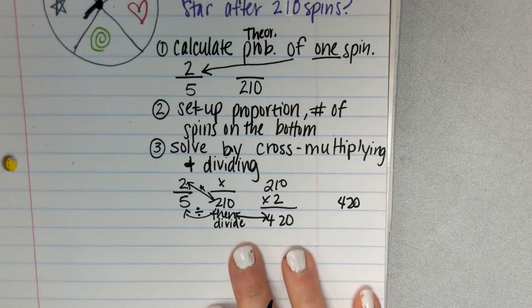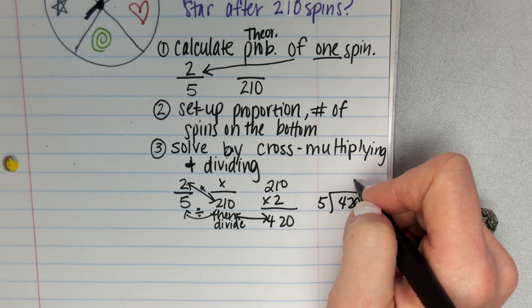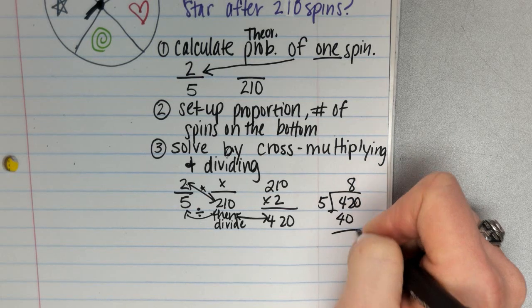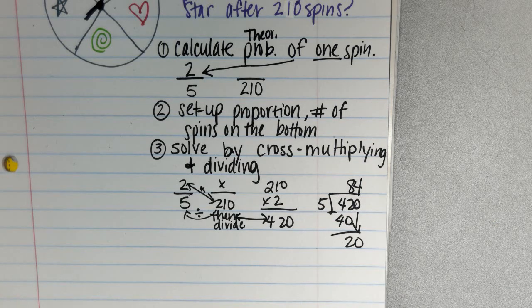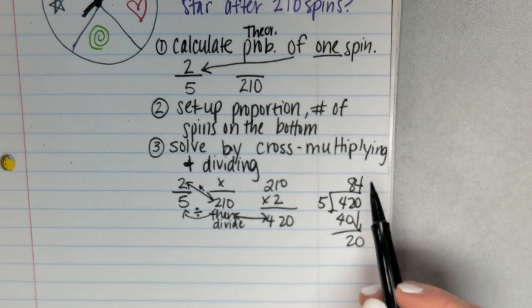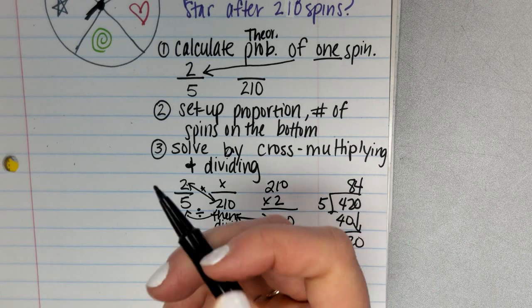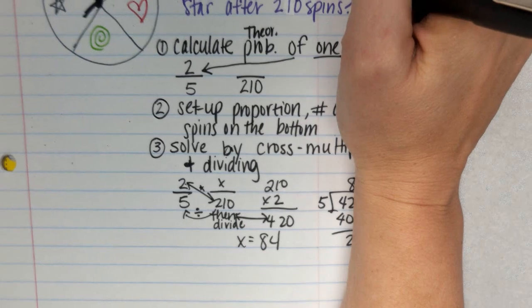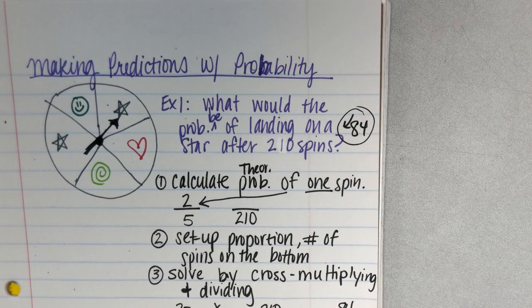420 divided by 5. 5 goes into 42, 8 times. 5 times 8 is 40. 84. Okay, so now we can see what the probability of landing on the star would be if we were going to spin it 210 times. It would be x equals 84. It would land on the star 84 times in 210 spins. 84 is the answer. Okay?